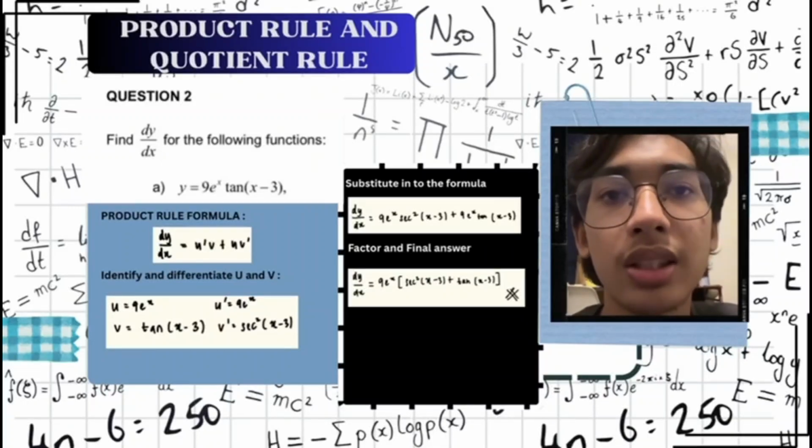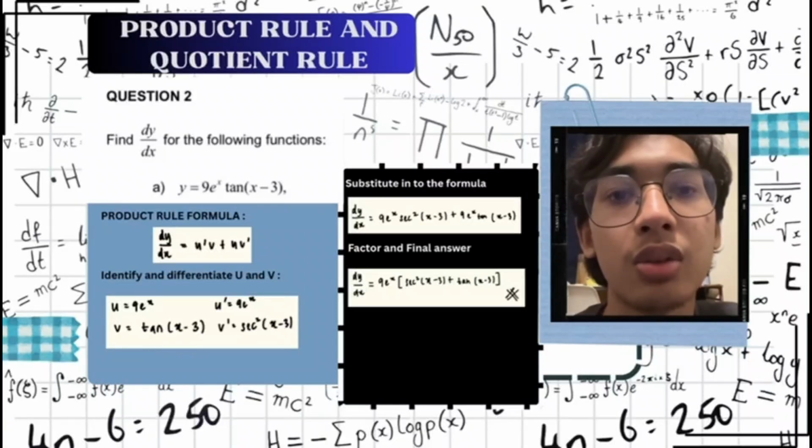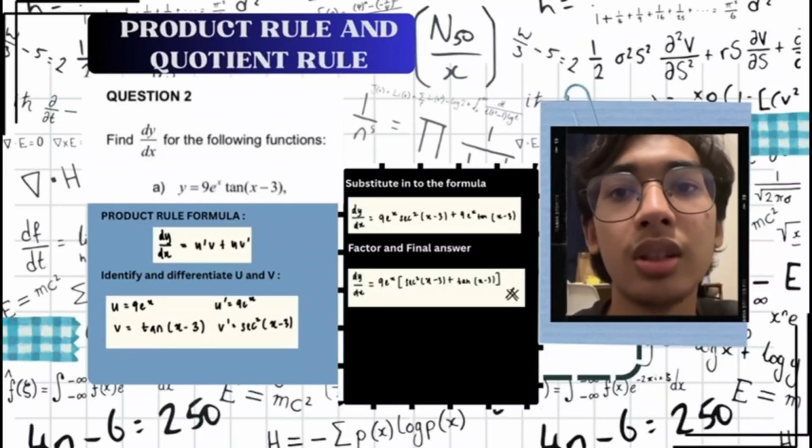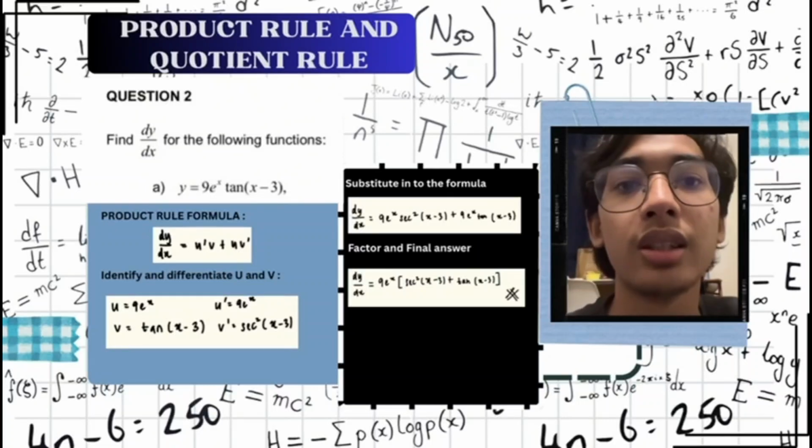The function is a multiplication of two expressions. Therefore, we use the product rule, which states dy over dx equals u prime v plus u v prime. First, I identify the two parts, u and v. u is 9e to the power of x, v is tan(x minus 3). Now, I differentiate each part. The derivative of u, u prime, equals 9e to the power of x. The derivative of v, v prime, equals sec squared (x minus 3).